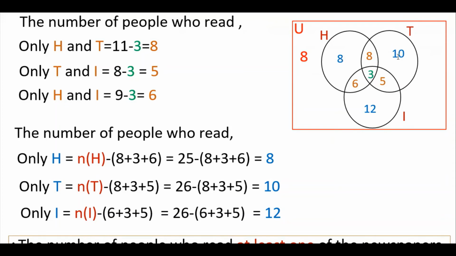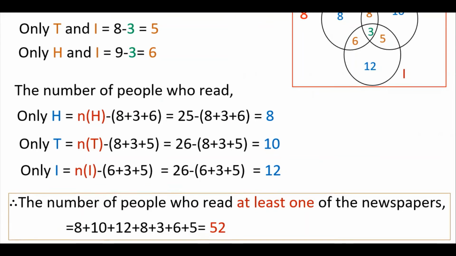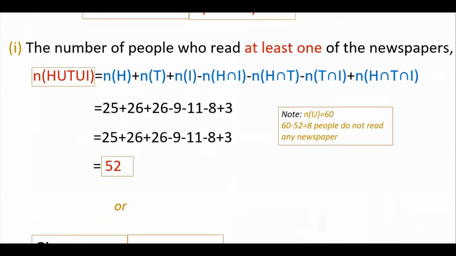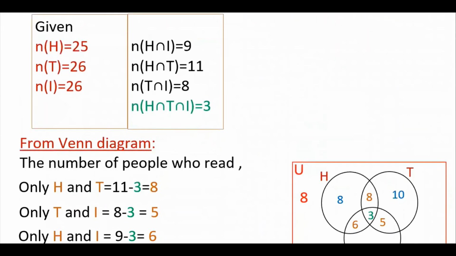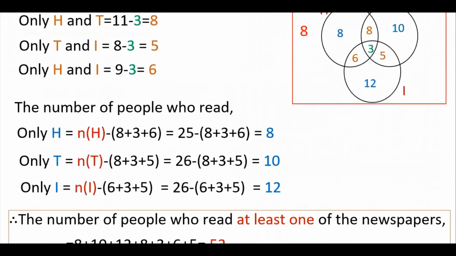So these values are 8, 10, 12, and these values are 8, 5, 6. So this is already given. If you add all these values, then you will get the number of people who read at least one of the newspapers. So just add all these values, 8 plus 10 plus 12 plus 8 plus 5 plus 6 plus 3, that is equal to 52. Either you can do it like this, or you can do it by using a Venn diagram.